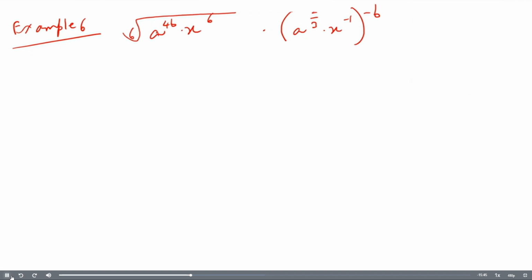Okay, simplify. If you want to remove the root, you need to take it to the power of the reciprocal of the root. If it is sixth root, it will be (a^4b x^6) the whole to the power 1 by 6 into (a^(2/3) x^-1) the whole to the power minus b.